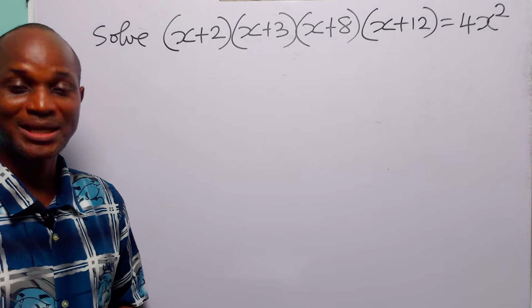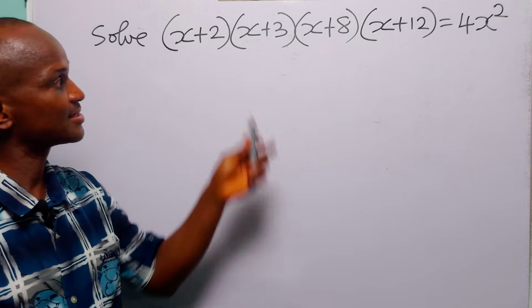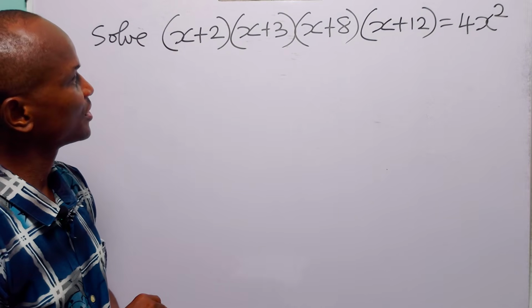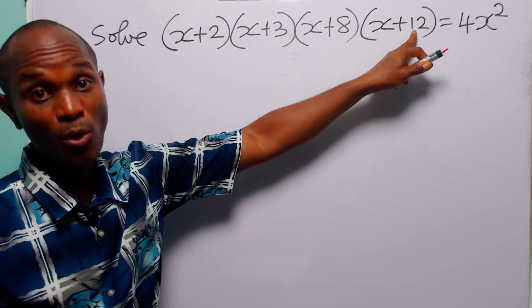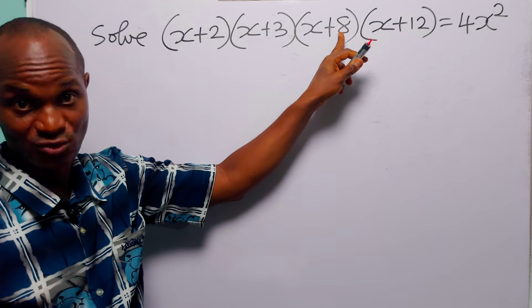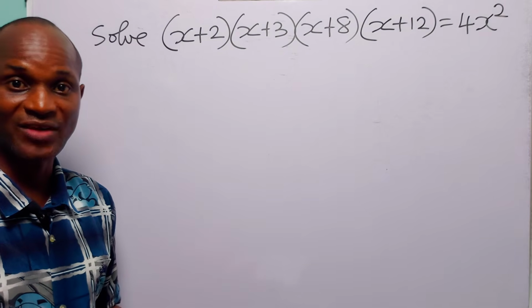Hello and welcome. In this math tutorial, our task is to find all the real values of x that satisfy this equation. Now, when you look at the equation, you will notice that 2 times 12 is equal to 24, and also 3 times 8 is 24. We can use this piece of information to our advantage.